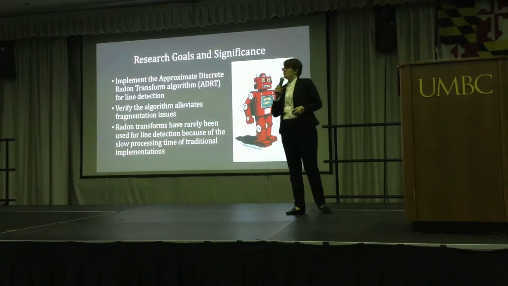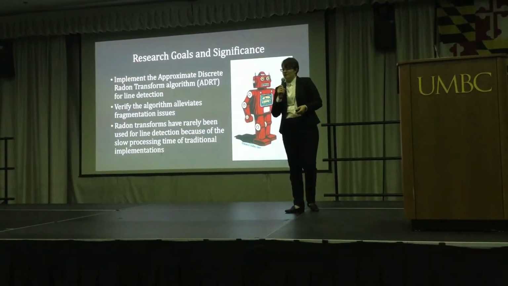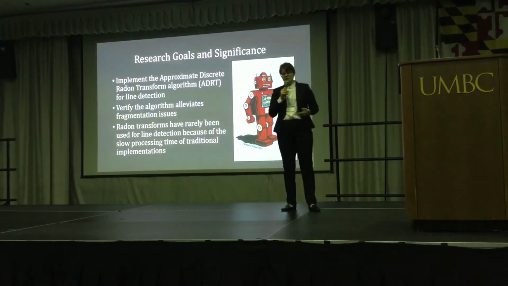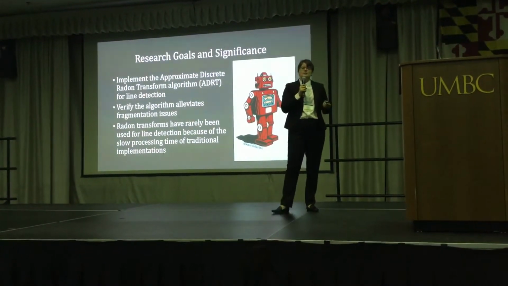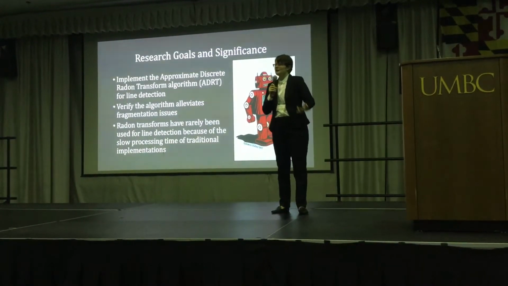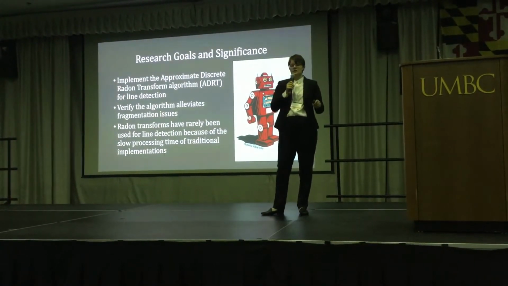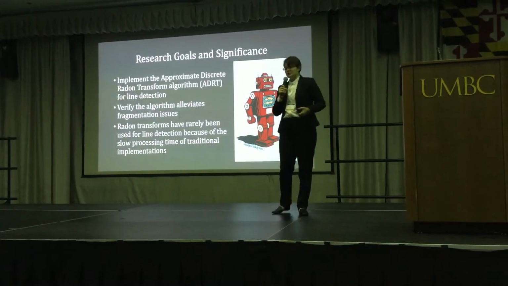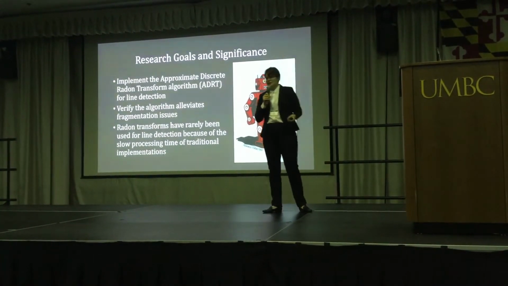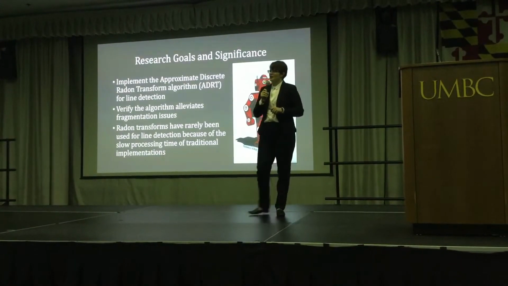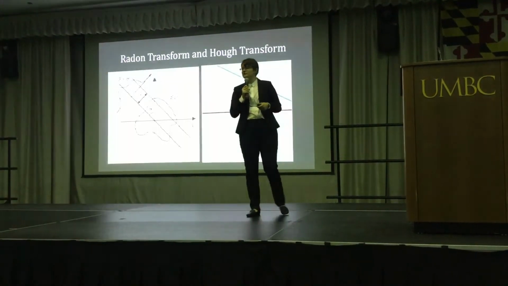We also wanted to verify that this algorithm alleviates a problem known as fragmentation that tends to plague other line detection software. Fragmentation is where a line may be faint or broken and may not be completely obvious to a computer as one contiguous edge. This research is significant because radon transforms have rarely been used for line detection in the past due to the slow processing times of traditional implementations.